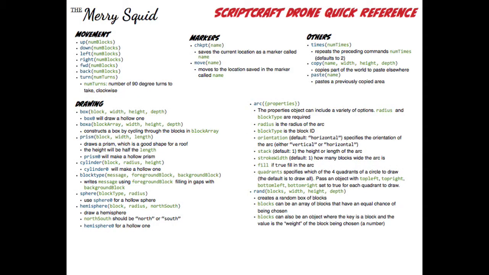Going up and making boxes aren't the only tricks up the drone's sleeve. Do drones have sleeves? Anyway, I've made a ScriptCraft drone quick reference. Try saying that 5 times fast. ScriptCraft drone quick reference, which lists the functions available on the drone. There's a lot of stuff there. You can move up, down, left, right, forward, back, and turn the drone to face a different direction. You have to picture the way the drone is facing. You can draw boxes, both solid and hollow, cylinders, spheres, hemispheres, and arcs. You can place doors, stairs, ladders, and signs.